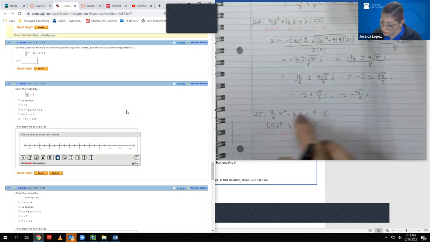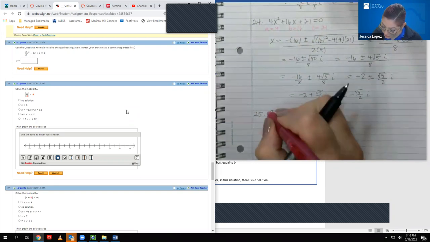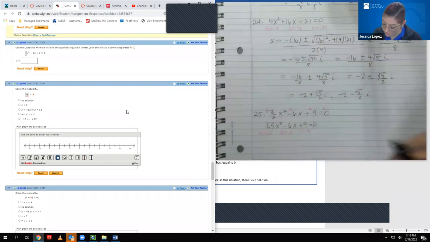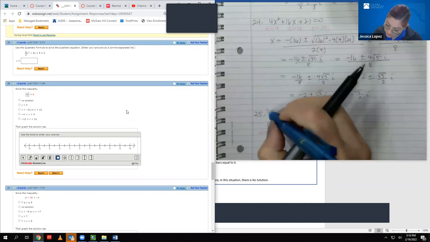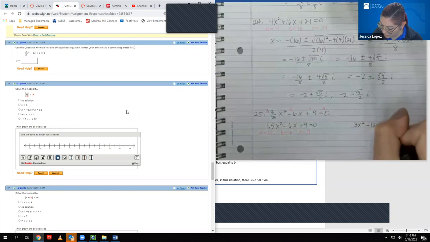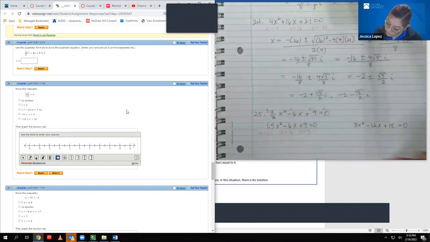Or you could notice that that's the only fraction. So to get rid of that fraction, you would have to multiply everybody by the common denominator, which is going to cause the twos to cancel there and result in 3x squared minus 12x plus 18 equal to 0. And then you can do the quadratic formula here with A equal to 3, B equal to negative 12, and C equal to 18. Both of these are going to result in the same solution. You just pick which one you want to put into the quadratic formula, okay?